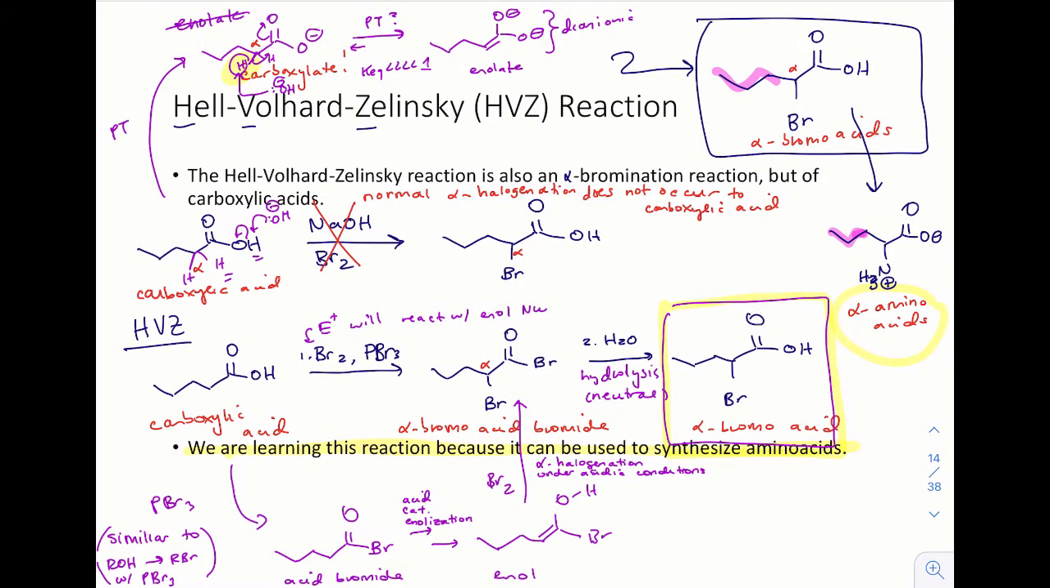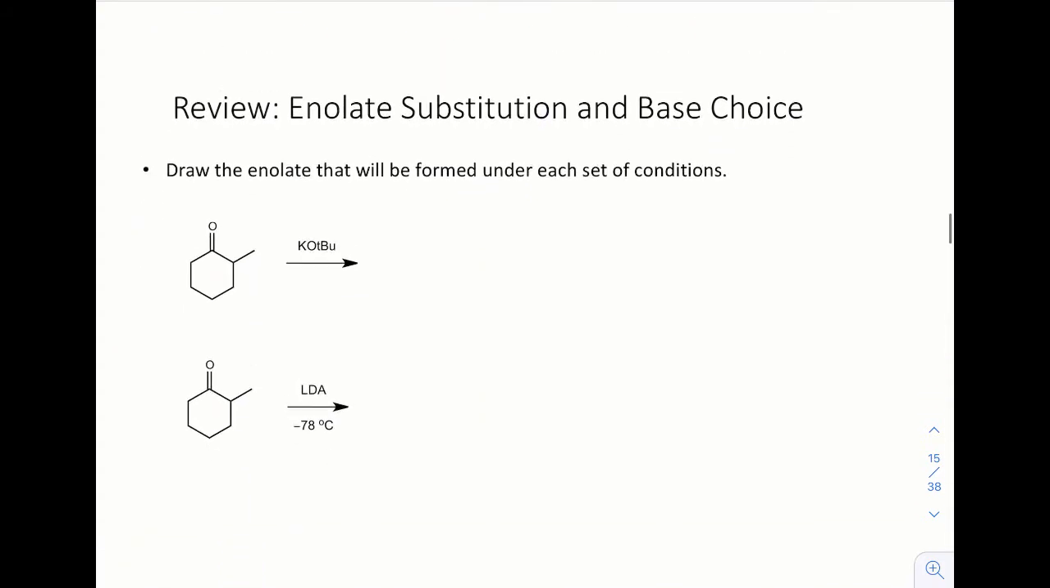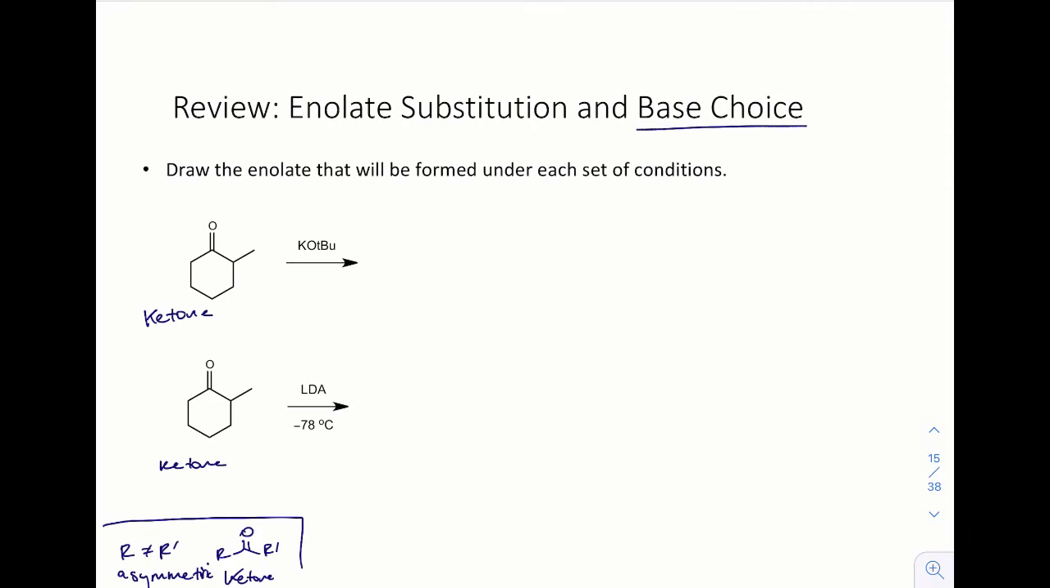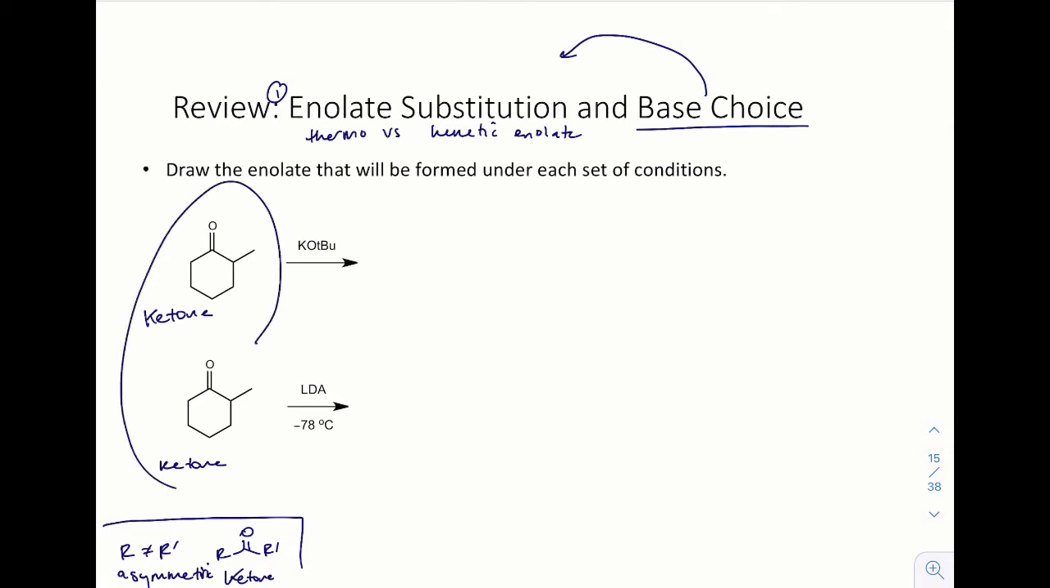Let's continue on this theme of alpha carbon chemistry. In review, enolate formation. This slide reminds us of two aspects of enolate formation with strong bases. The first is that base choice can determine the substitution of the enolate, so the thermodynamic enolate versus the kinetic enolate. For example, when there's an asymmetric ketone, such as this one. And then the second is that the base choice affects the equilibrium constant for enolate formation.